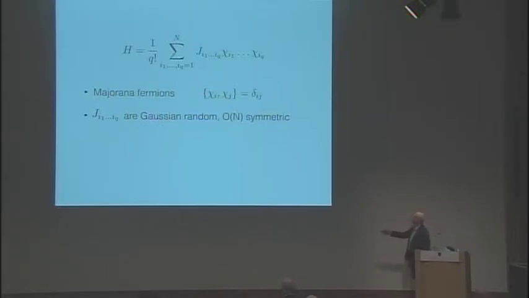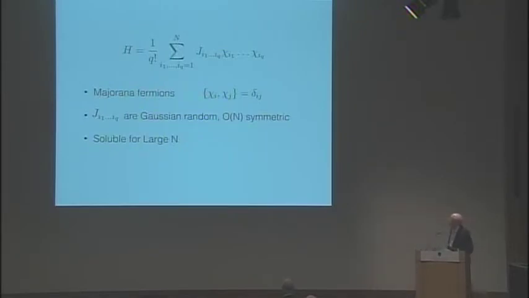They're chosen from some ensemble, say Gaussian, which is symmetric under rotations in this label space. And this model is attractive because it's completely soluble. And in fact, to some extent, it has now been completely explicitly solved for large N in all of its details.